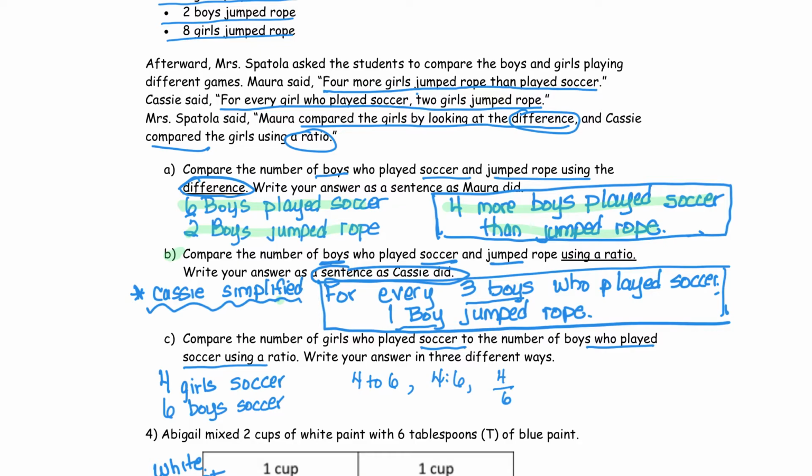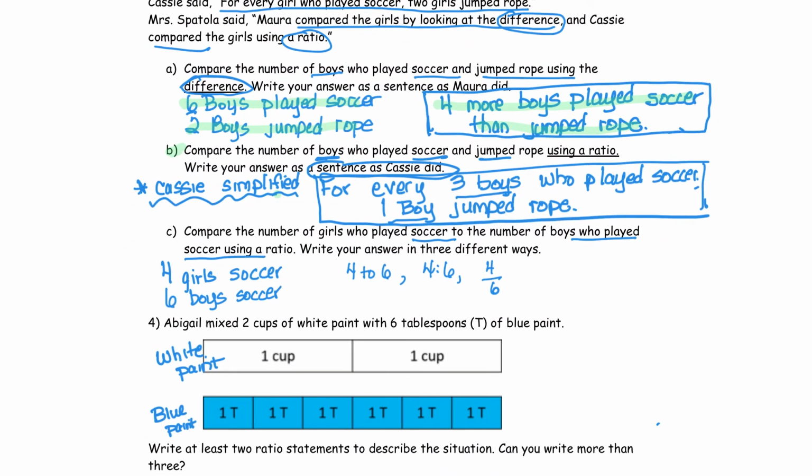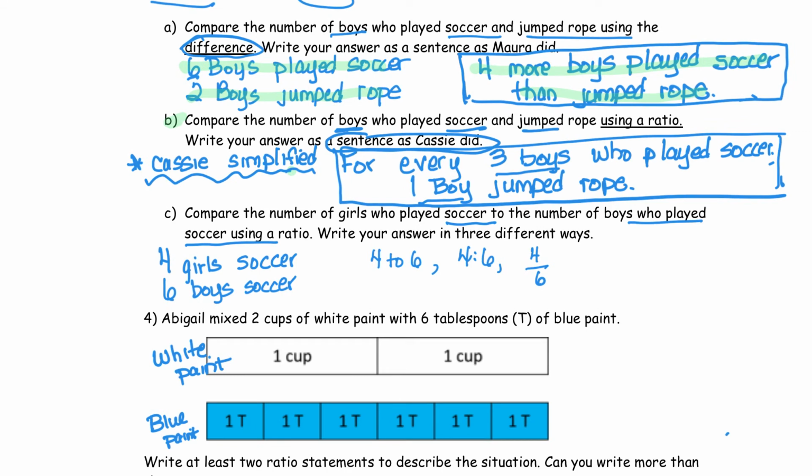Letter C, compare the number of girls who played soccer to the number of boys who played soccer using a ratio. Write your answer in 3 different ways. Well, I can see that the girls who played soccer were 4, and the boys who played soccer was 6. So in 3 different ways, it could have been 4 to 6, 4:6, and 4/6. If you simplified, that would be acceptable as well.